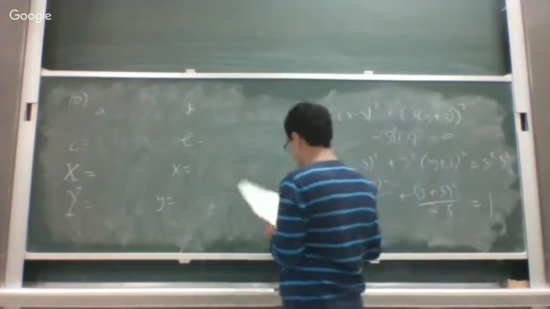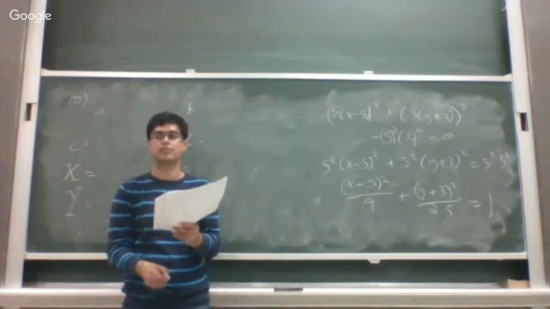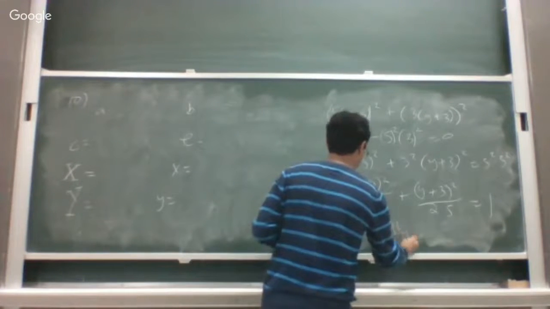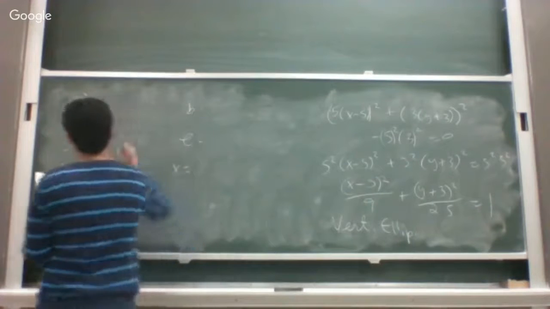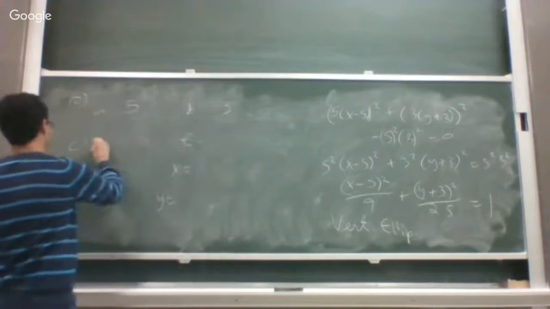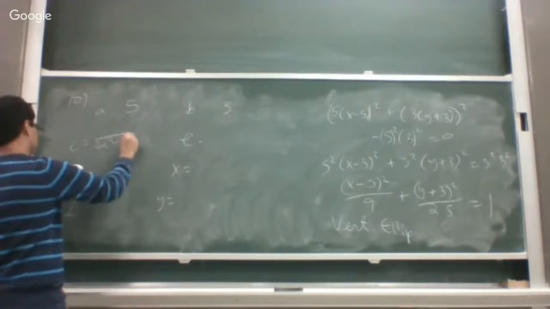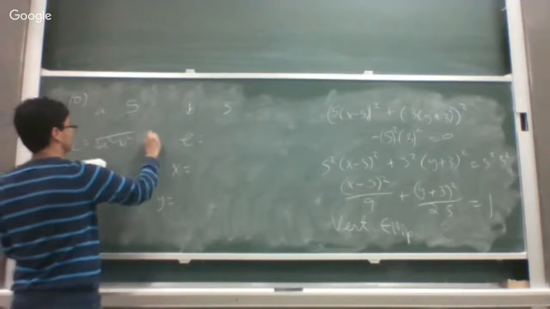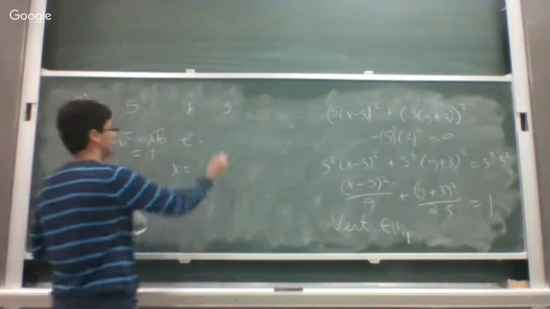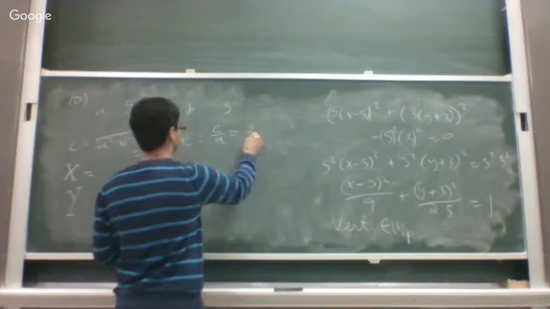Now this is an ellipse. What ellipse is it? Vertical or horizontal? Vertical. What is your A value? A is 5, and B is 3. The formula for C is the square root of A squared minus B squared. So you get the square root of 16, equal to 4. What is your E value? C over A. So that's equal to 4 over 5.